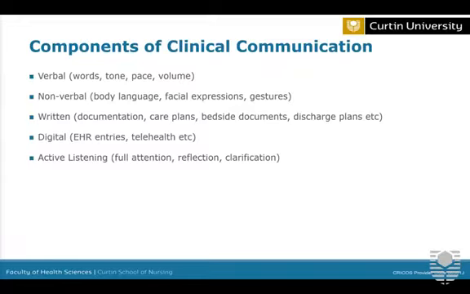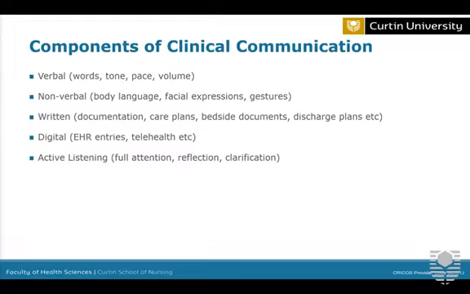When we think about the components of clinical communication, we look at verbal: words, tone, pace, volume; and non-verbal: body language, facial expressions and gestures. There's written communication, and that relates to our patient files or the records that are maintained, care plans, any bedside documentation, and those bedside documentations need to be as accurate as everything else is, and discharge plans and a variety of records that we use.